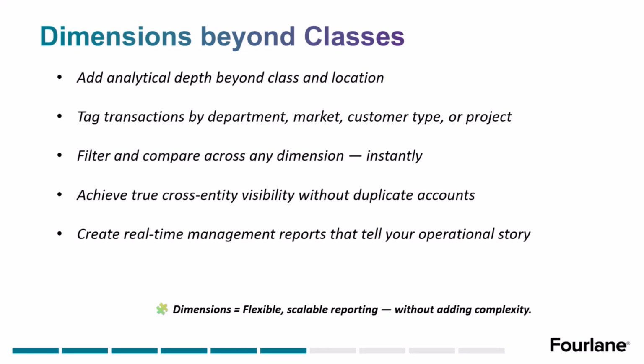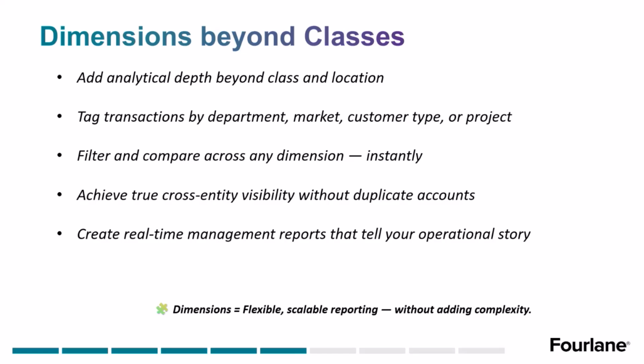In the QuickBooks desktop world, we've always relied on classes to segment financial data. And in QuickBooks Online, they added locations in too. And that worked fine until a company needed more than two ways to view their business. Dimensions changed the game. With IES, you can create multiple analytical layers: department, product line, funding source, region, customer group, whatever makes sense for your organization.